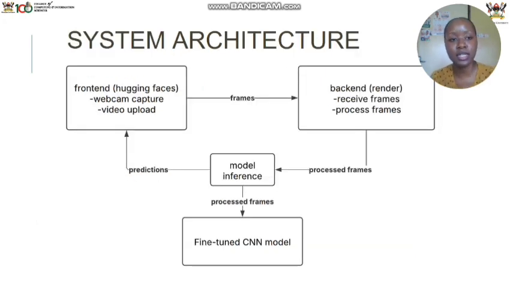Moving on to our systems architecture. We have the front end, the back end, the fine-tuned CNN model, and the model inference. At the beginning, when the front end captures or uploads a video, the frames are sent to the back end for processing: normalization, feature extraction, and capturing of key points. Then the processed frames are passed through a fine-tuned CNN model, our model. The CNN model extracts features and passes them to the model inference. When the model inference generates its predictions, the predictions are sent back to the front end.